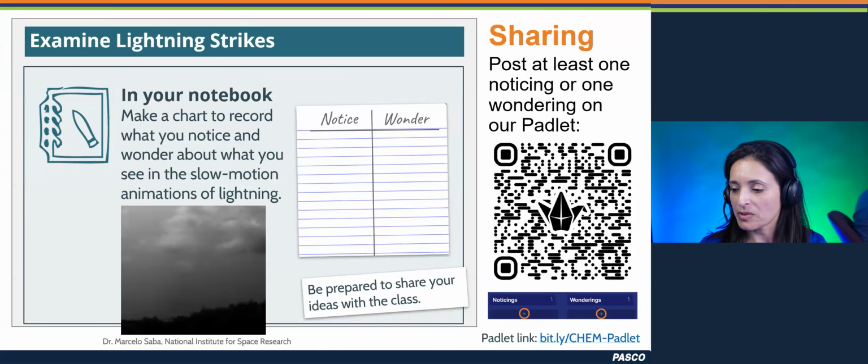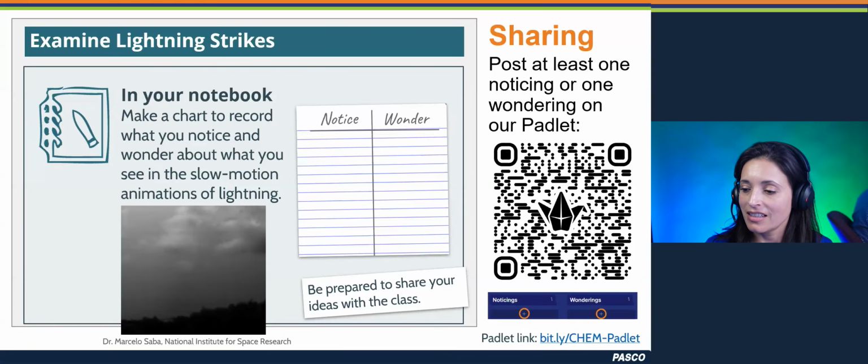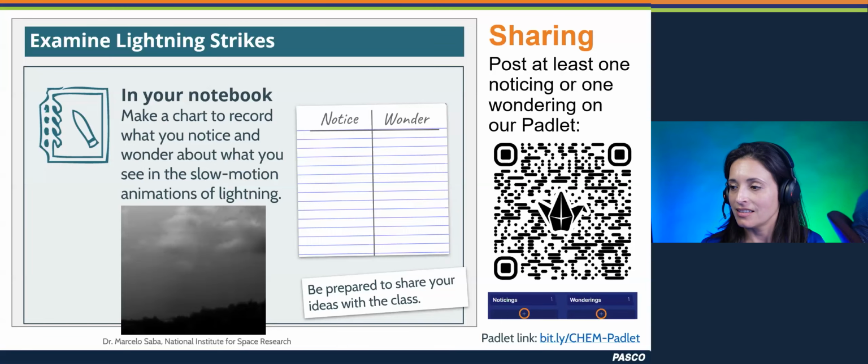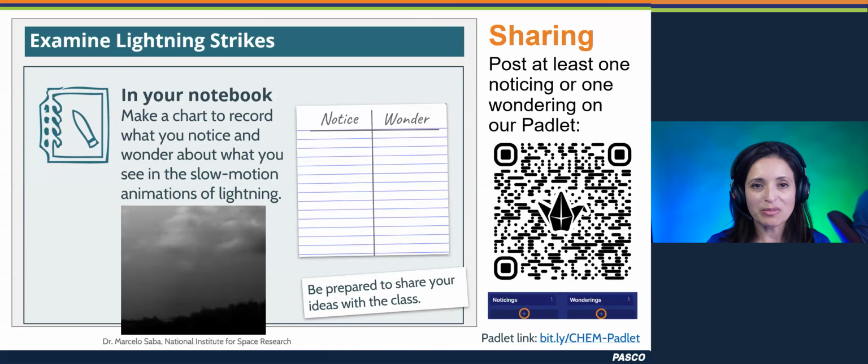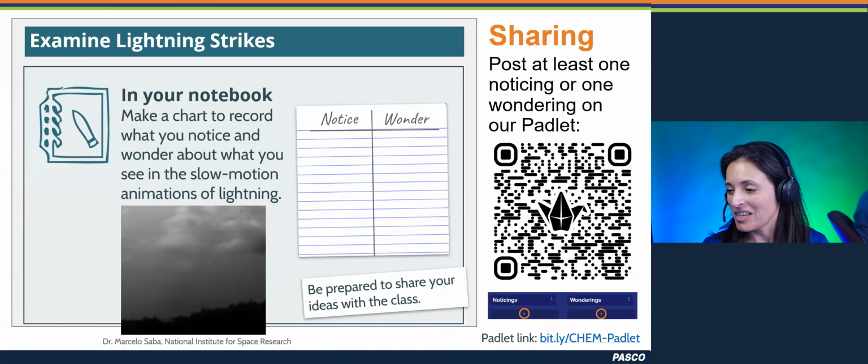It looked like the flash was brightest when the lightning hit the ground. Lightning originates from a similar point each time. We got some wonderings here. What is a flash made of? Good question. Do all strikes branch this much? Noticing the bolt seems to travel from the cloud to the ground.